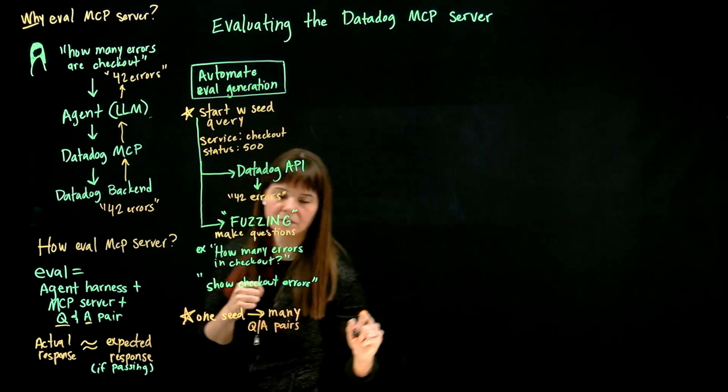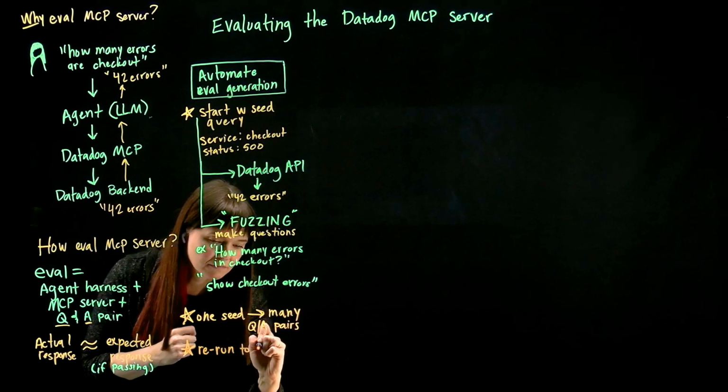The nice thing about this approach is that one seed gives you many question-answer pairs. And these seed queries don't expire the way that the answers might if the data goes stale. The reason is that you can rerun those things. Say, normally, you want to ask, how many errors in checkout in the last 3 days, right?